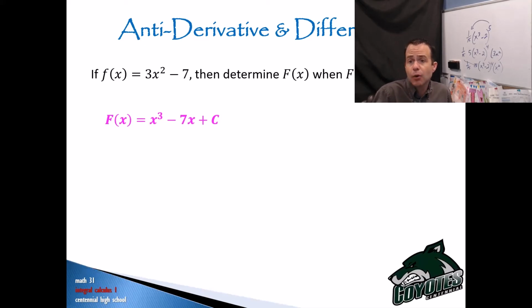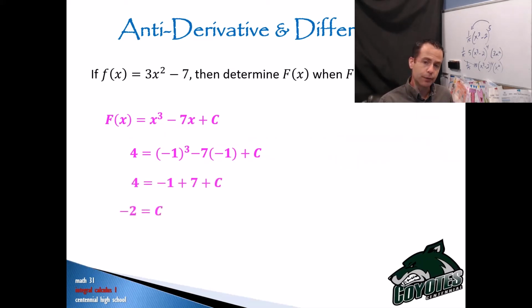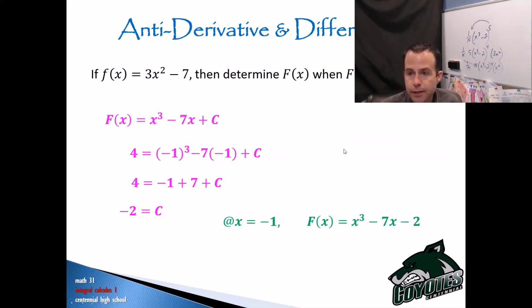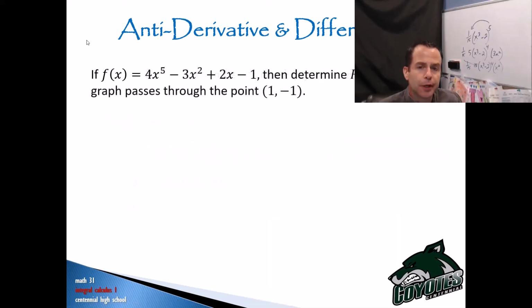Piece of cake. Now I have an x value and a y value. I'm going to plug that in and actually figure out c. My y value is 4, my x value is negative 1. I get negative 1 cubed plus 7. Bring everything over to solve for c, and I get c equals negative 2. So when x is negative 1, the specific original equation would be f of x equals x cubed minus 7x minus 2. All right, let's try another one, and then we're going to get into an application of this.